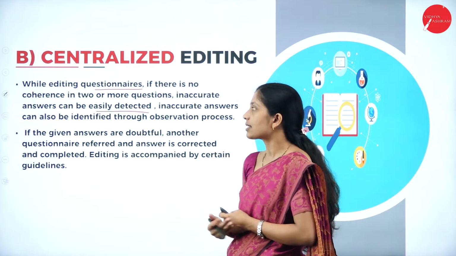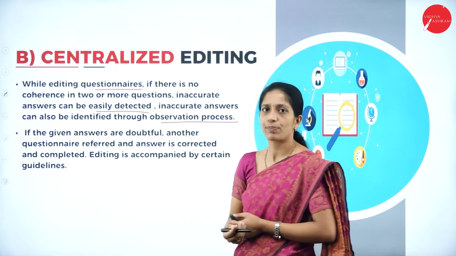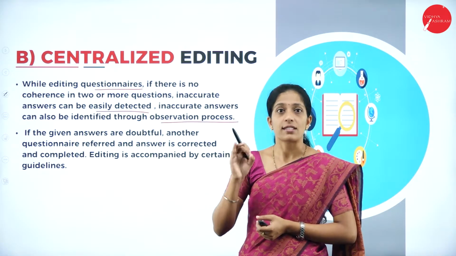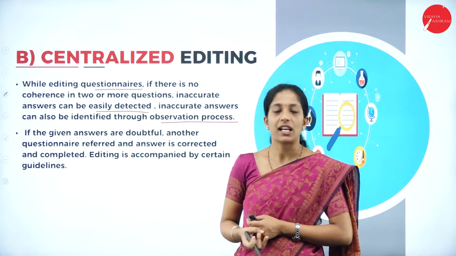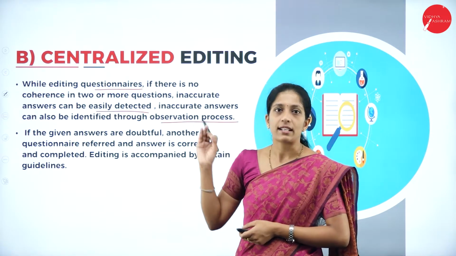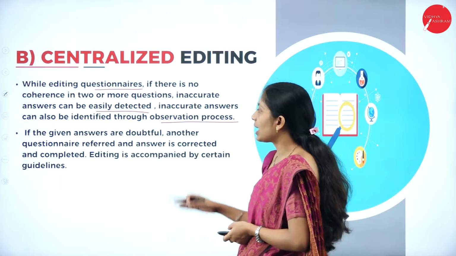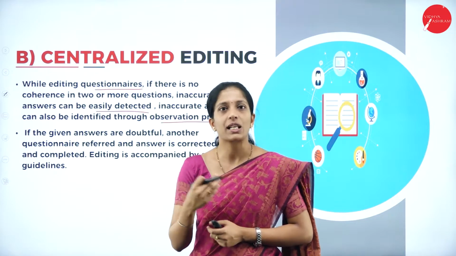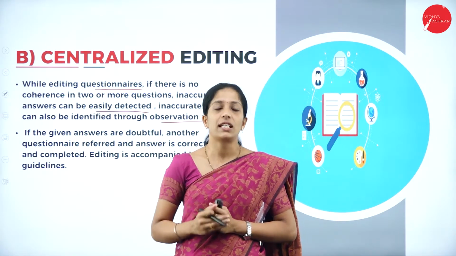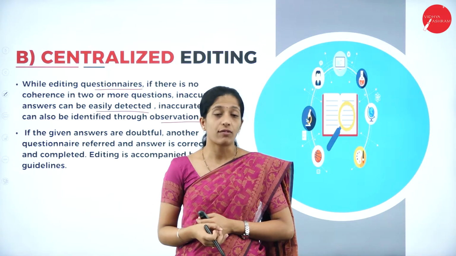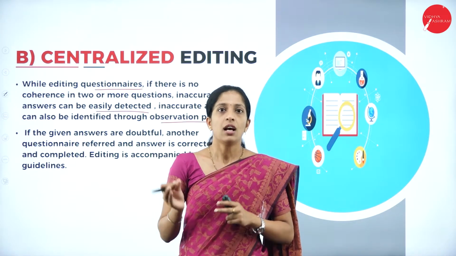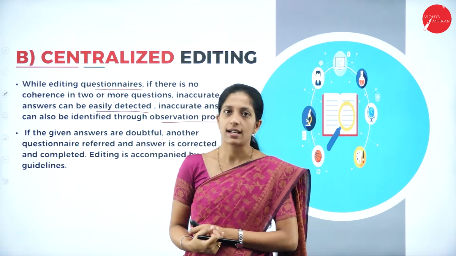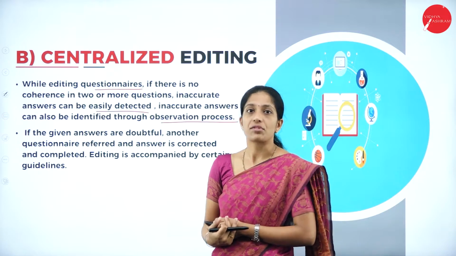So inaccurate answers can also be identified through the observation process. Depending upon the information, or the selection the respondents have made, editing takes place based on that. If the given answers are doubtful, then the answer given by the majority of the persons will be considered as final, same as field editing. If certain respondents have not answered a particular question, then what the majority have answered will be taken into consideration. So this is about centralized editing.